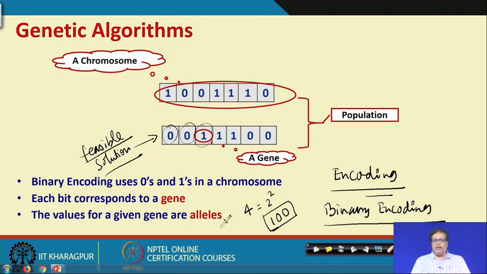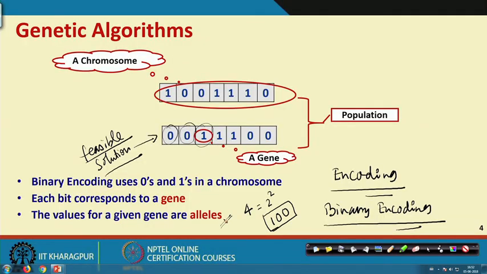In case of real encoding, it could be numbers between 0 to 9 and A, B, C, D, E, F, G, etc., or sometimes you can also have hexadecimal or octal numbers, right. So, that is about the encoding, that is the first step.